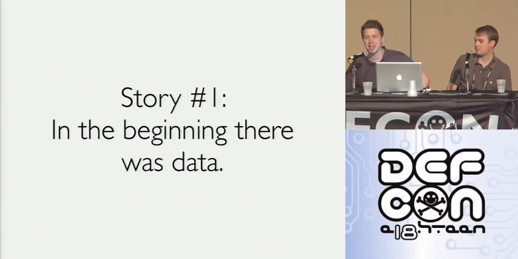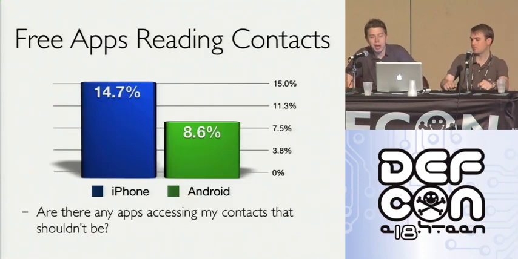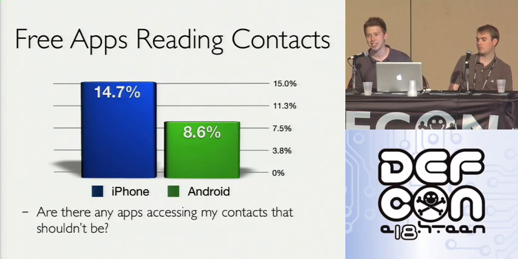So the first story is, in the beginning there was data. When we first got this data set, we were really excited, and we asked a first question: are there any applications that are accessing contacts on my device that maybe shouldn't be? We said, oh yeah, we're going to find like 10 applications that stick out like a sore thumb. And it turns out that a very large number of applications access contacts on both platforms.